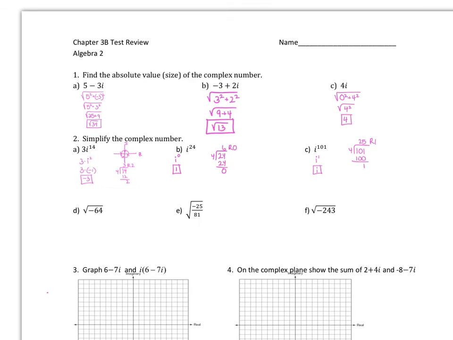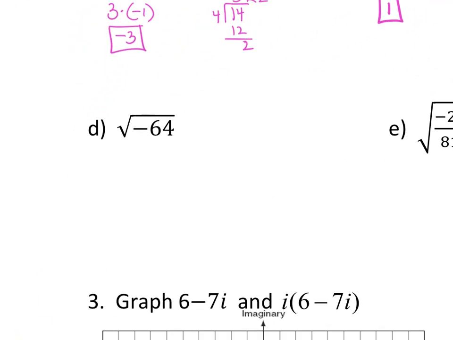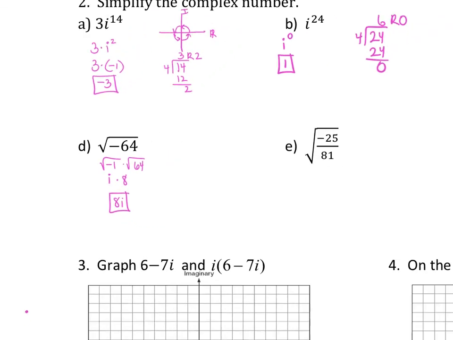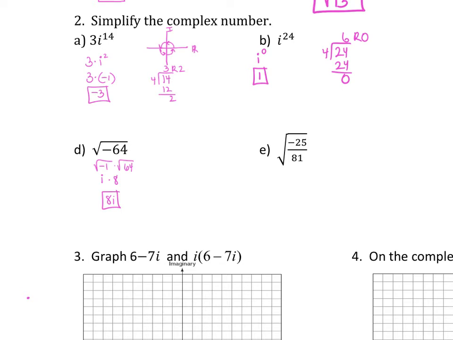All right, the next ones, when we're looking at these, we're simplifying with negatives. Remember, this is the same thing as negative 1 times the square root of 64. We learned this unit, the square root of negative 1 is i. i times 8, we're going to write it as 8i. Do the same thing here.